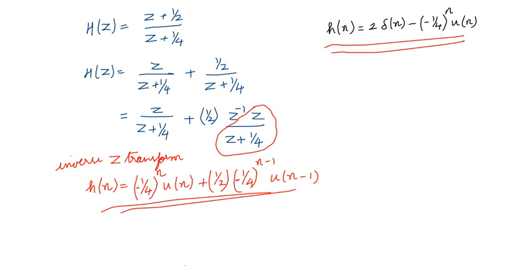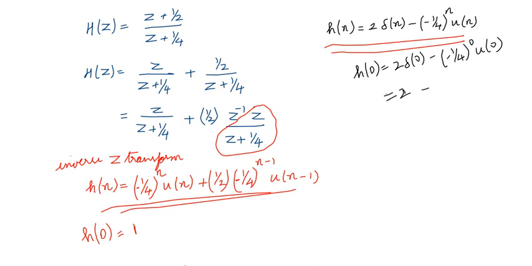Let me check how. What is h of 0? H of 0 is minus 1 power 0, which is 1, u of 0 is 1, so it is 1. Because if we put n equal to 0, u of minus 1 is 0. So for this term, the answer is 1. Now you put here, what is h of 0? 2 into delta of 0, which is 1, minus 1 by 4 power 0, u of 0, that is 1. 2 minus anything but 0 is 1, u of 0 is 1, the answer is 1. So we are getting both as 1. Likewise, you can try for other values also.